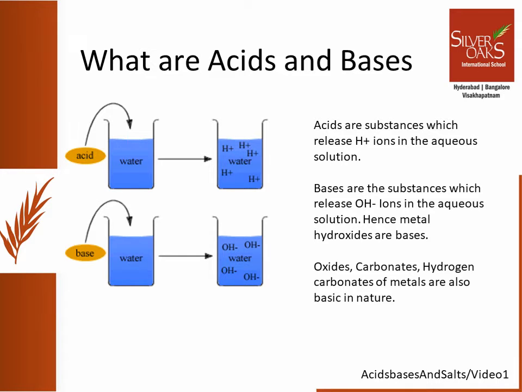Acids are defined as those substances which release H plus ions in the aqueous solution. There could be many substances containing hydrogen, but those which ionize to release H plus ions are called acids. On the other hand, bases are the substances which release hydroxide ions or OH minus ions in the aqueous solution. All metal hydroxides are bases. Those bases which are completely soluble in water are known as alkali. Metal oxides, metal bicarbonates and metal carbonates are also basic in nature, which means they will turn red litmus blue.